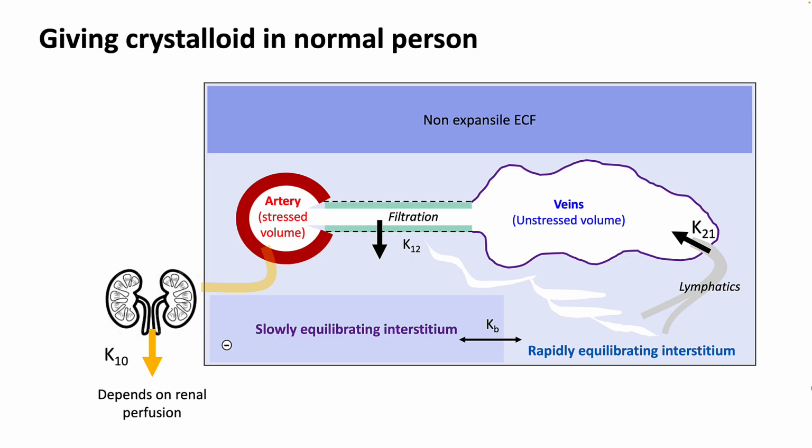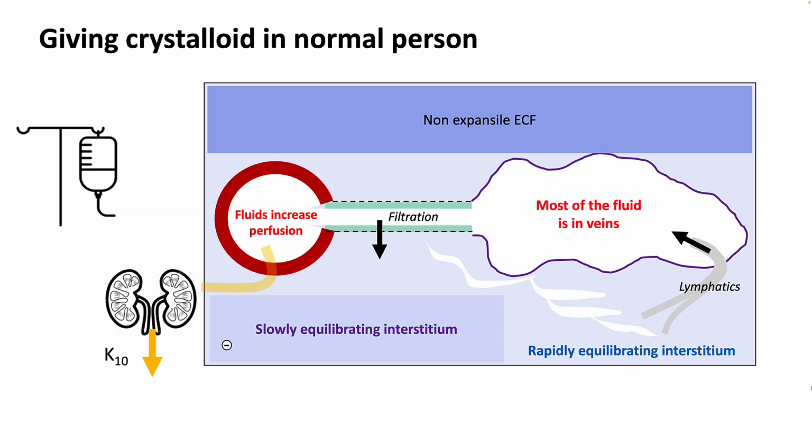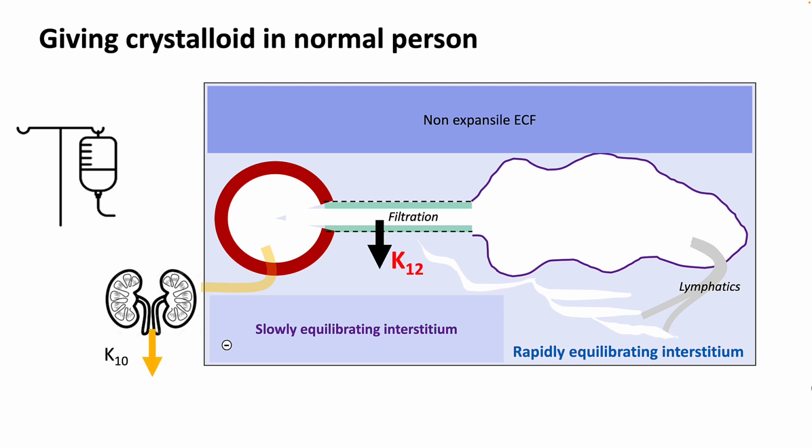Let's give a liter of saline to a normal person. When you give a liter of saline, the first place where it's going to equilibrate is between the venous and arterial compartment. Most of the fluid will remain in the venous system because of its large capacitance. An increase in fluid will also increase the perfusion pressures, which will increase the rate of filtration K12. And this will subsequently increase your K21 after some time.